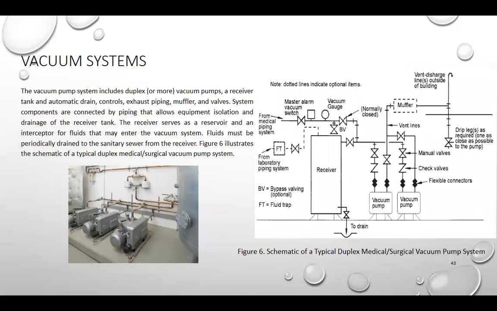And then, this is the vacuum pump, in the schematic. The vacuum pump system includes duplex or more vacuum pumps, a receiver tank, automatic drain controls, exhaust piping, muffler, and valve. System components are connected by piping that allows equipment selection, isolation, and drainage of the receiver. The receiver serves as a reservoir and an interceptor for the fluid that may enter the vacuum system. Fluids must be periodically drained to the sanitary sewer from the receiver. Figure 6 illustrates the schematic of a typical duplex medical surgical vacuum pump system.